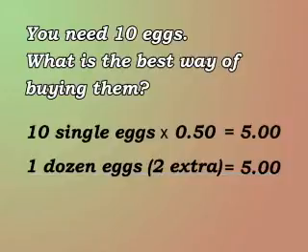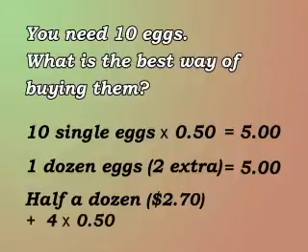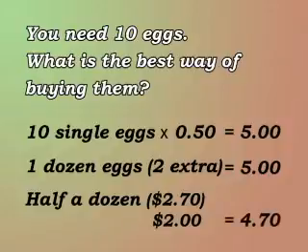Now then, if I buy a smaller box with only half a dozen eggs in it, how much does that cost? $2.70. So I can get 6 eggs for $2.70. But I wanted 10. So I have to buy 4 eggs at 50 cents. How much is that? That's $2. If I add those two prices together, I get $4.70. So the best way is to buy 1 half dozen box and 4 loose eggs. That's the cheapest way of all.